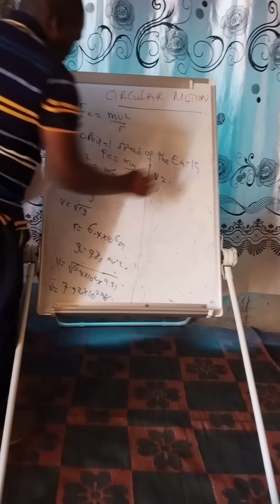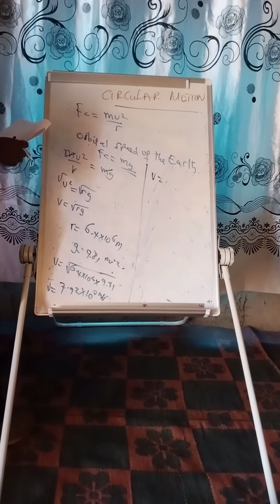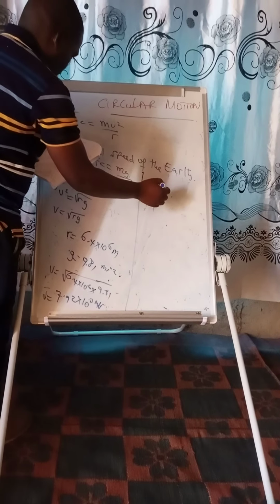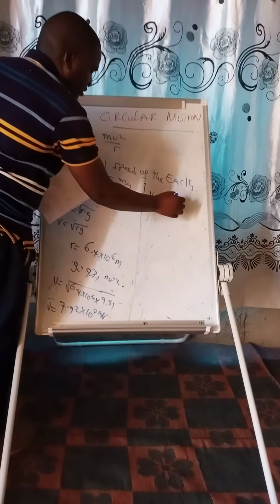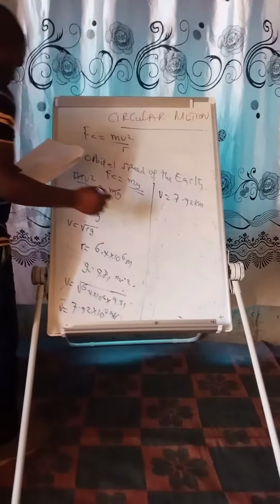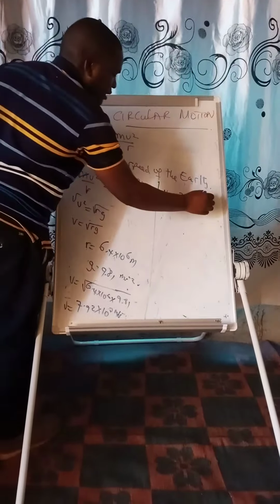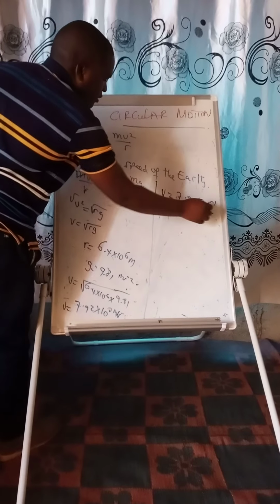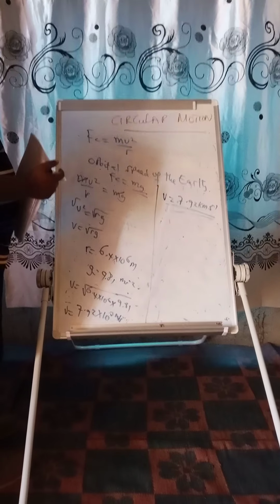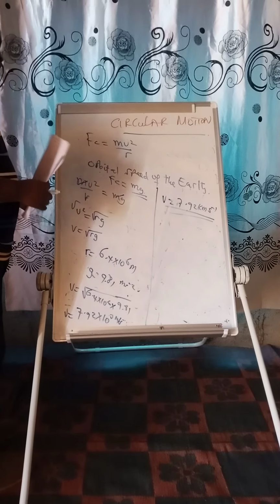So to write in kilometers, this can be 7.92 kilometers per second. So this is our orbital speed, the orbital speed of the Earth.